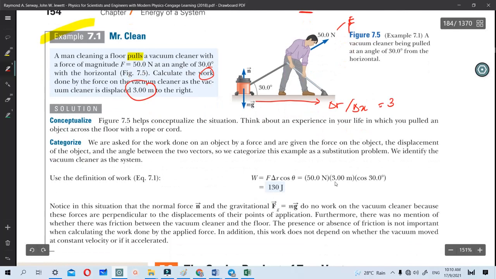Understand? Alright. However, it's also something to note that normal force and gravitational force are there. Force is there, motion occurred, but it does not do any work because they are perpendicular. So the keyword here is: find out where the displacement is, and from there look at the forces that are parallel to the displacement.